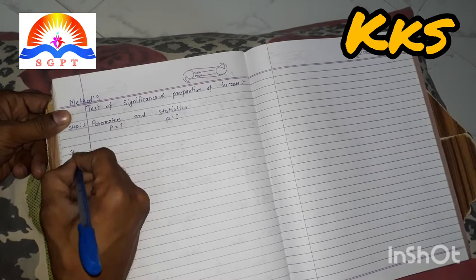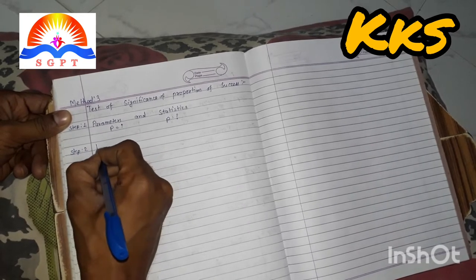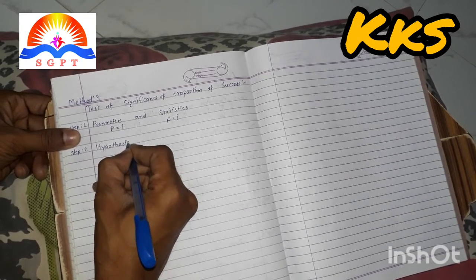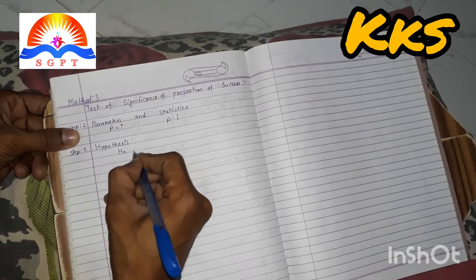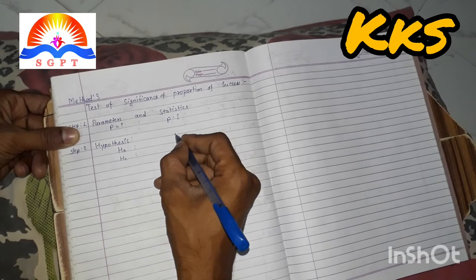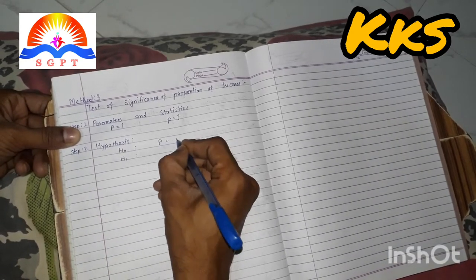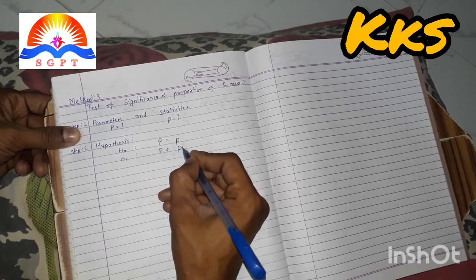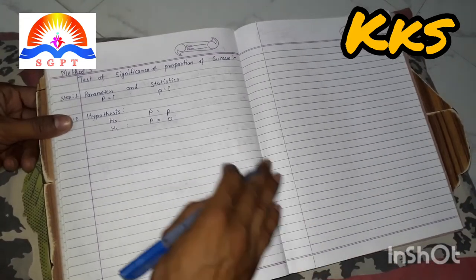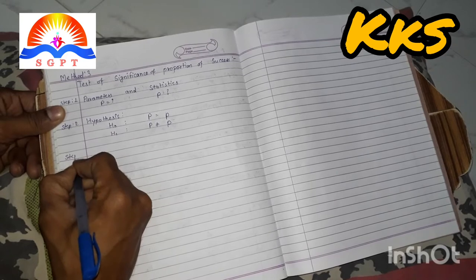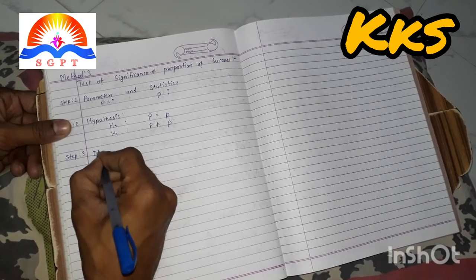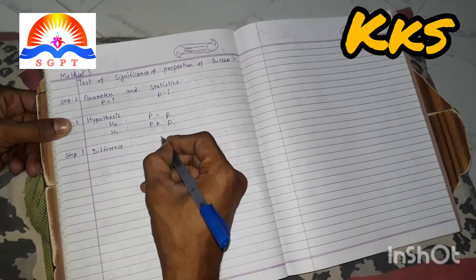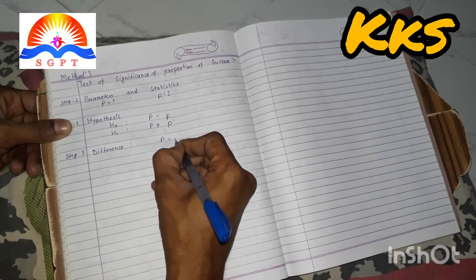Step 2, hypothesis. In that, H0, H1: P equals small p, P does not equal small p. Then step 3, difference: P minus small p.